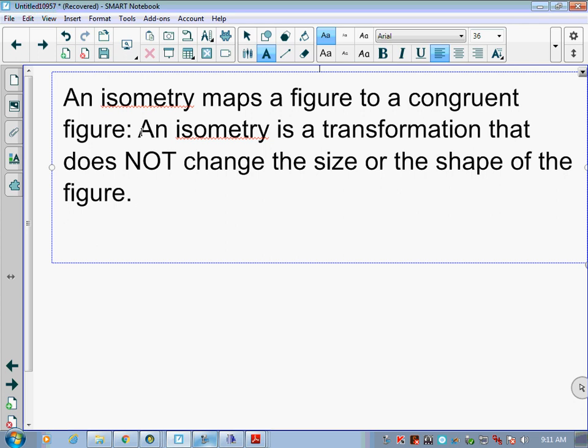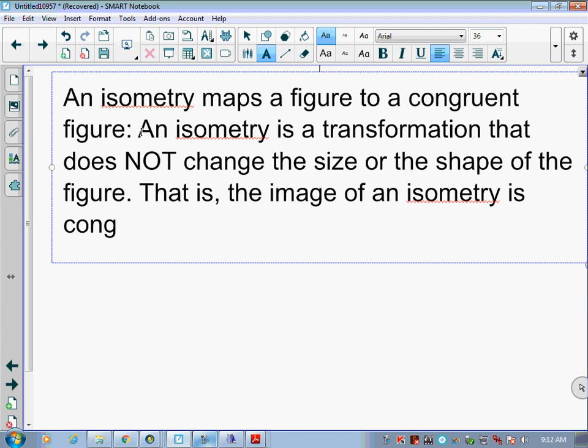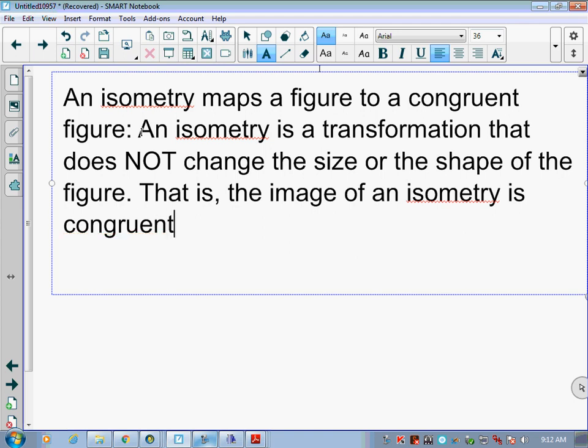So if it was a square to begin with, we may change something, but it's still going to be a square. We may change something, but we're not going to change the size of the square. Okay, do you understand? If it was a trapezoid, it's still going to be a trapezoid that's going to have the exact same size and shape. That is what an isometry is. Let's see. That is the image of an isometry is congruent. And we should know what that term means. Congruent to its pre-image. So the image and the pre-image are the same.